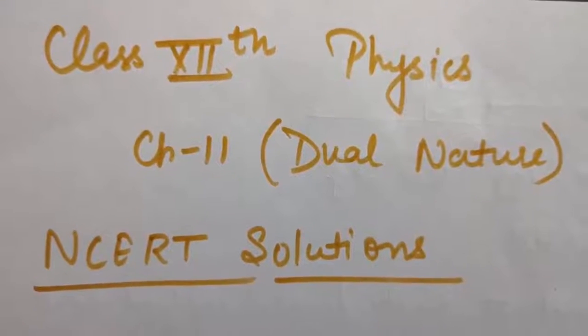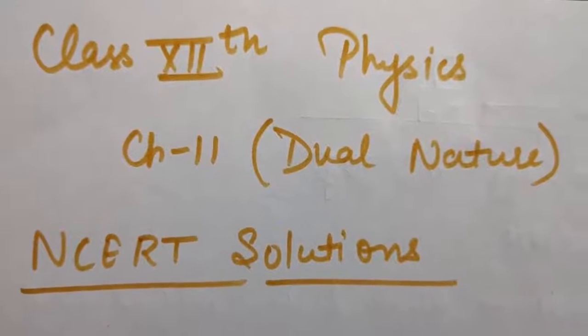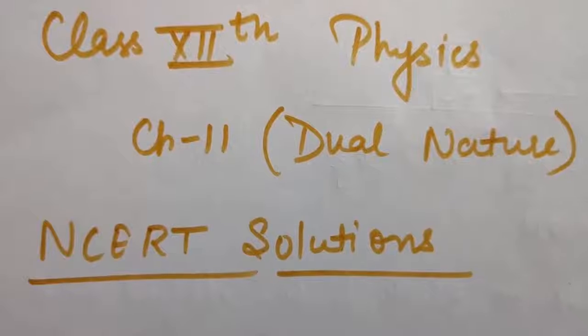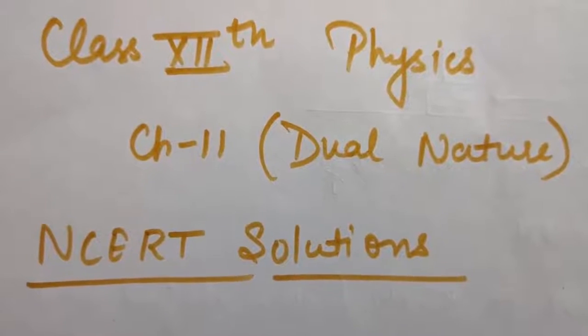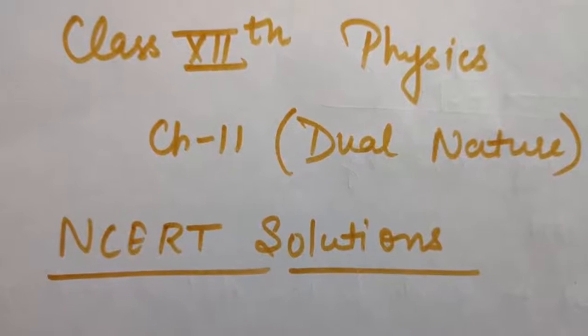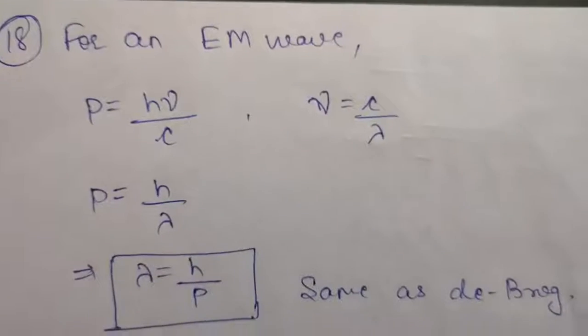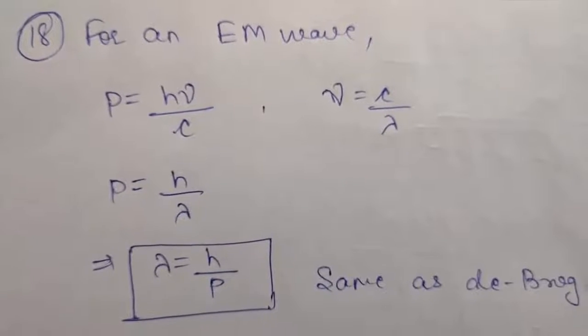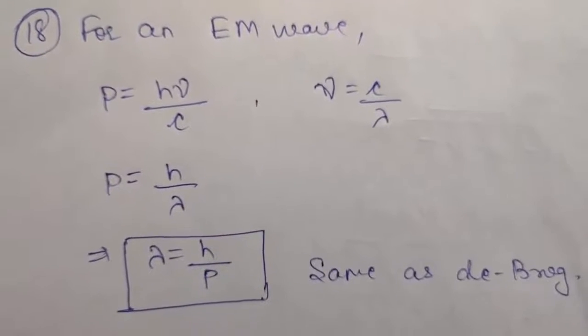So, this is your subject physics, chapter number 11, that is dual nature of matter and radiation. And in this lecture, I'll be discussing the NCERT solutions of some questions. Okay, so let us begin with the first question. Most of the questions of this chapter are formula based questions. So I'll be taking first of all question number 18.